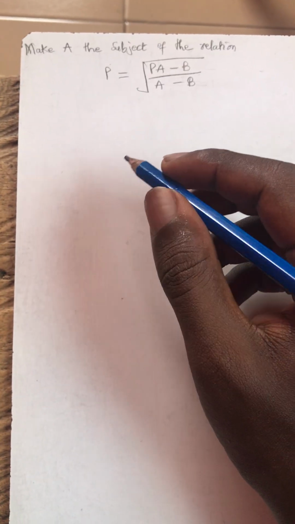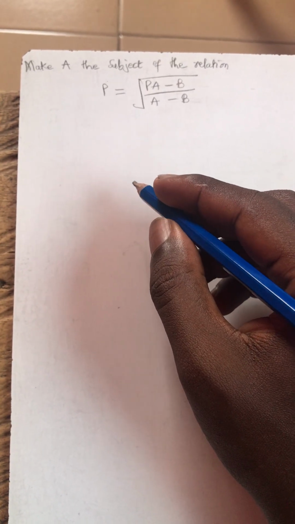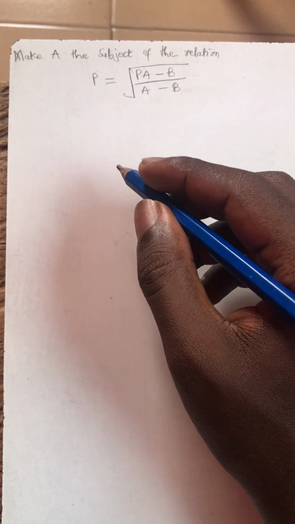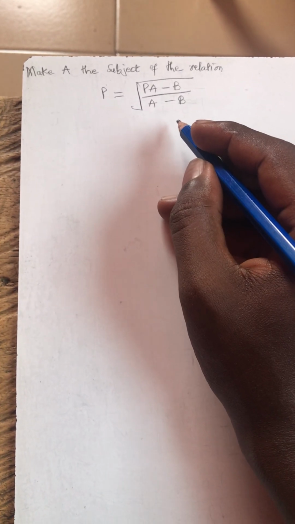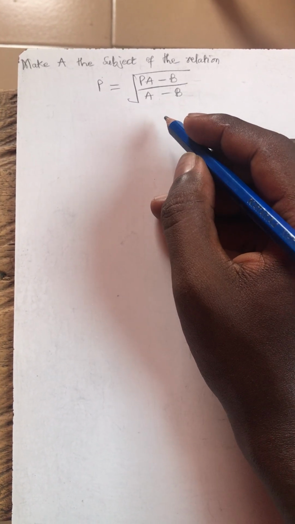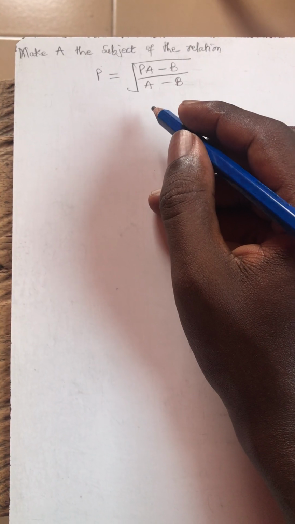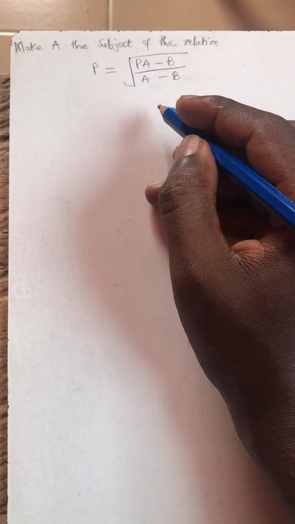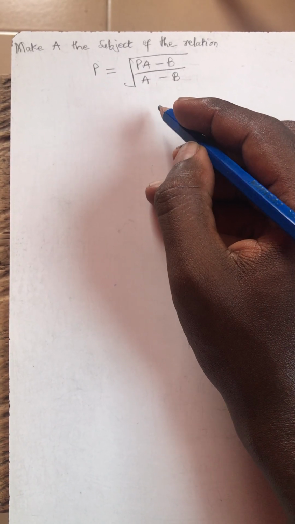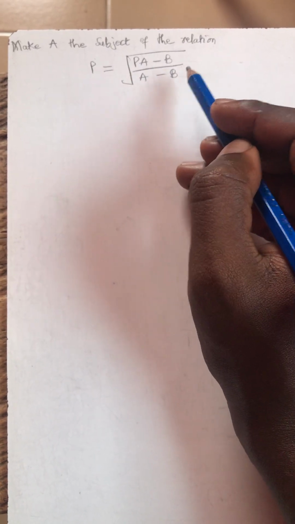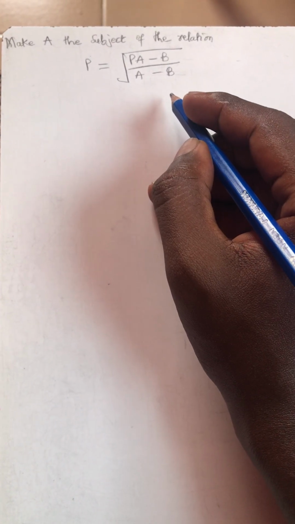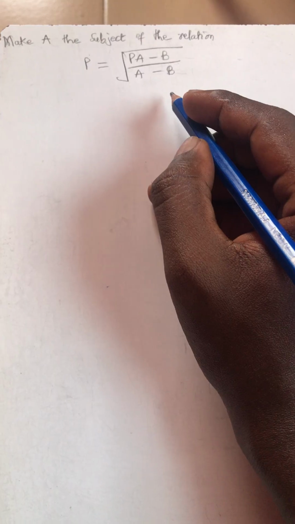In today's series, we would be solving a practical change of subject question in mathematics, right? So let's quickly delve into our question for the day. Our question for the day: make A the subject of the relation. Our given relation is P equals the square root of the fraction PA minus B over A minus B, right? So let's quickly solve it.